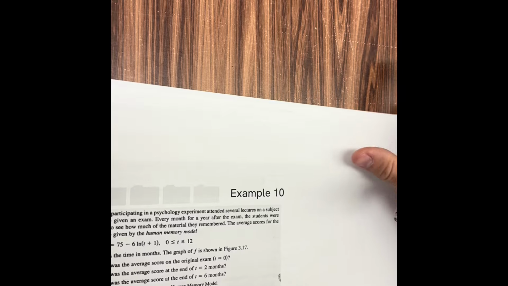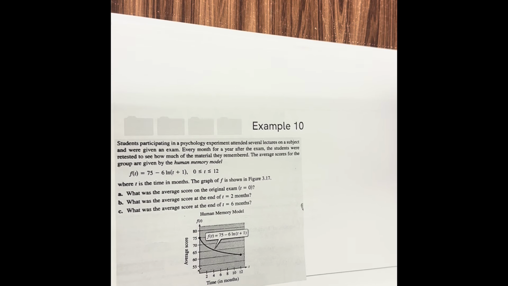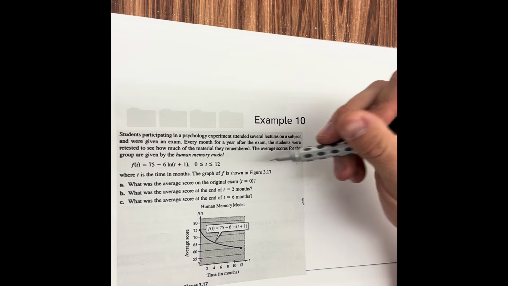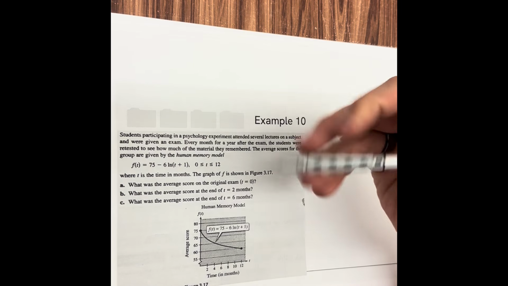Example 10. Students participating in a psychology experiment attended several lectures on a subject and were given an exam. Every month for a year after the exam, the students were retested to see how much of the material they remembered. The average scores for the group are given by the human memory model, this right here. T is the time in months. The graph of F is shown in this graph down here.